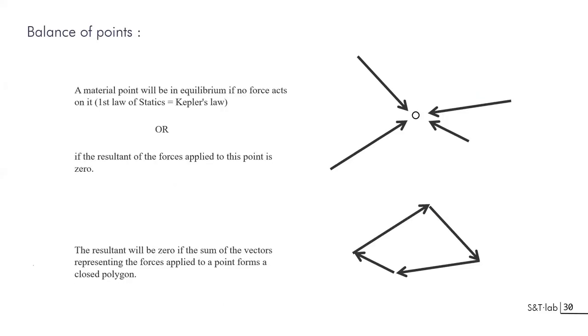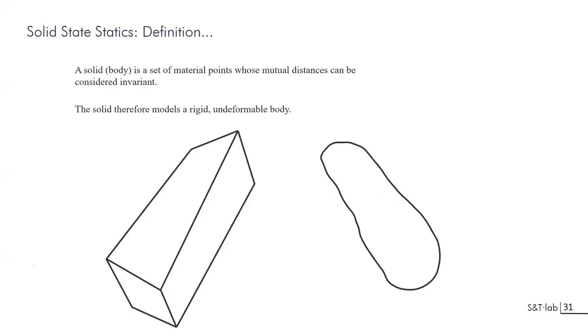So the principle of balance of a point is that if you have a point that is not moving, you can have no force applying to it, or you can also have a series of forces constituting a closed polygon of forces, so the start corresponds to the end, and this demonstrates that the system is in equilibrium. That will be the main objective for a series of structures.